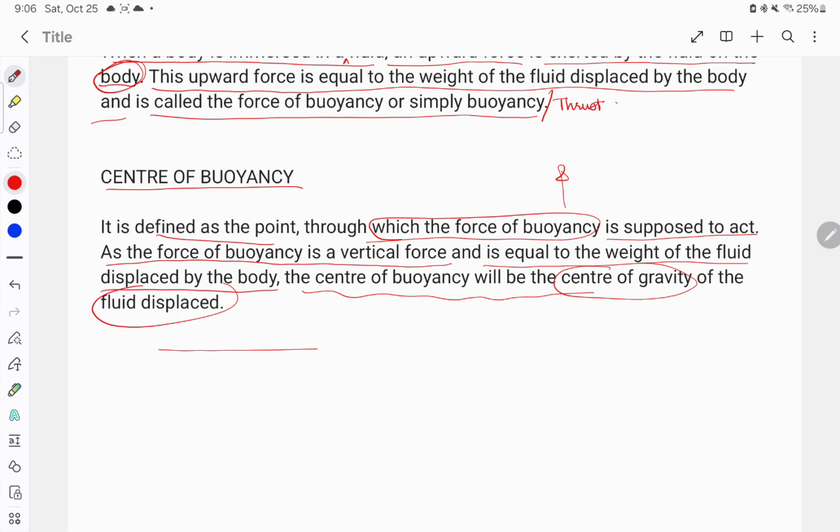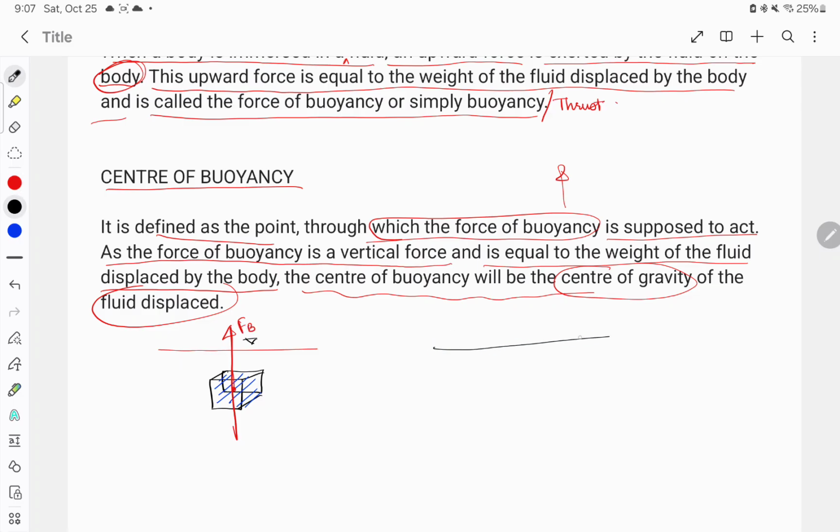I'll give you two scenarios. Say a cubical body is totally submerged. So this body is displacing how much water? This much water only, right? So the force of buoyancy will be passing through the center of gravity of this particular fluid.